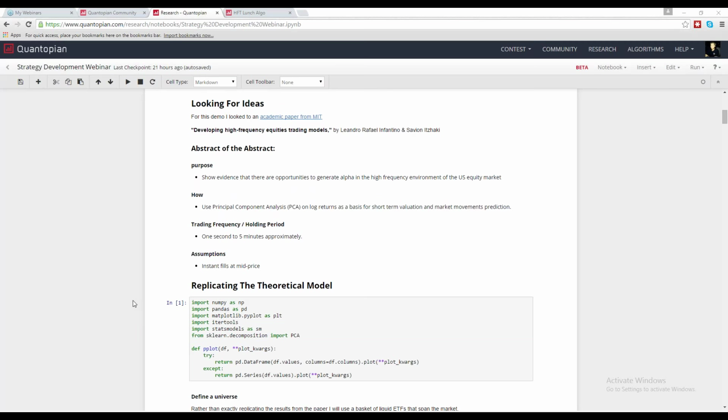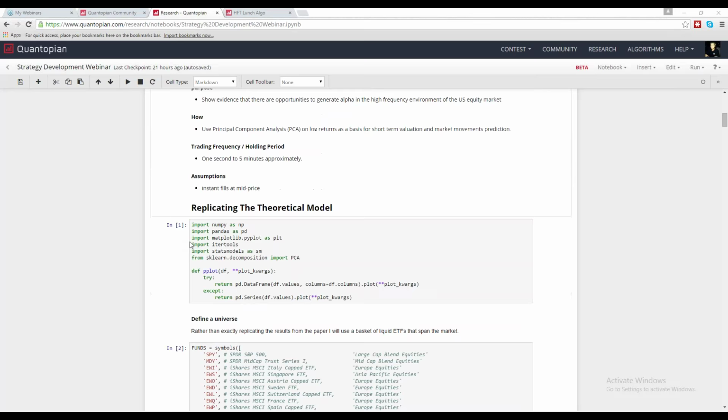It basically shows evidence that there are opportunities to generate alpha in the high frequency environment in US equities. And they use principal component analysis of the log returns to make short-term predictions about market movements. In the paper, they say 1 minute to 5 minutes is the frequency of the strategy. And the biggest assumption they make is that you get instant fills at the mid price. So they used bid plus ask divided by two as their proxy for the price and assume that they're always going to get that fill.